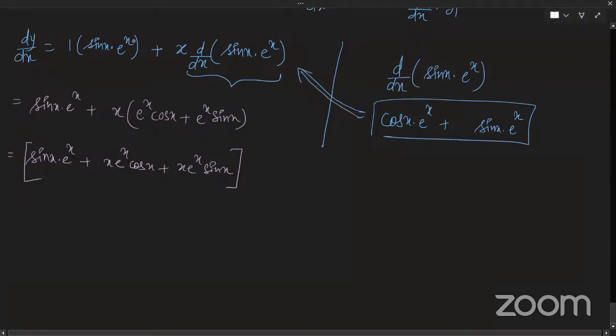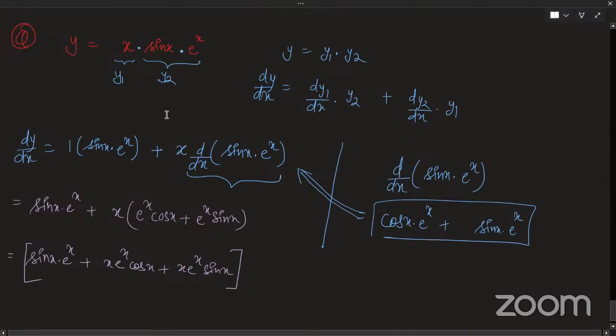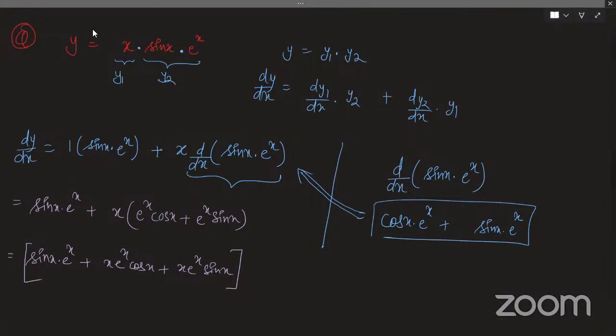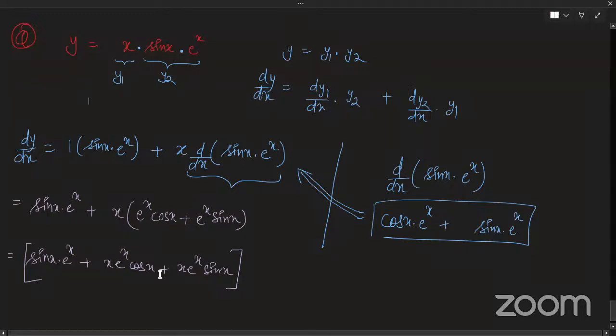Okay, not an issue. So we have got this dy by dx as a sum of three terms. So I just want you to have a small look at the original function that was given to you. The original function given to you was x into sin x into e raised to x. And then you can look at the final answer that we get. It is this long thing over here. It has three terms in total, right? Sin x into e raised to x plus x into e raised to x cos x plus x into e raised to x sin x. This is what we have.